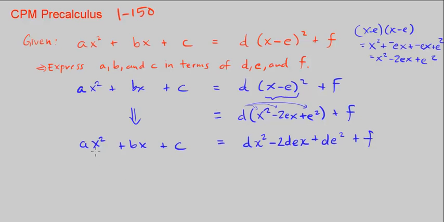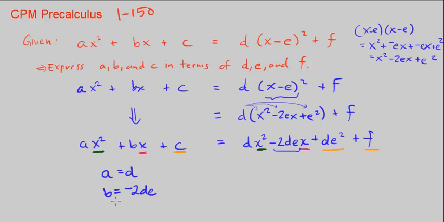Multiplying by x squared, we have x squared here. Multiplying by x, we have x here and x here. And multiplying by just 1, we have this and this over here. So if these are equal, then what's being multiplied by x squared is equal. So a over here is equal to d over here. What's being multiplied by x must be equal. So b over here must be equal to negative 2 times de.